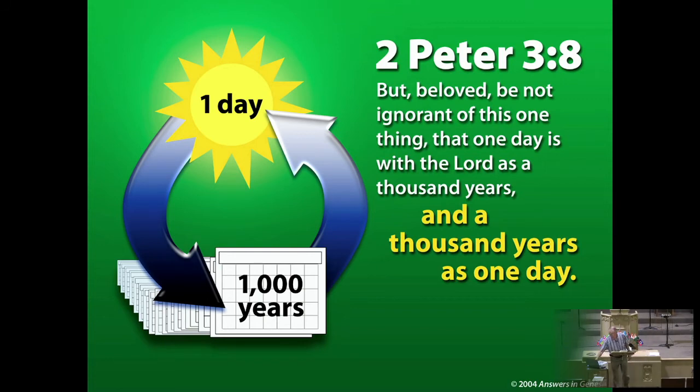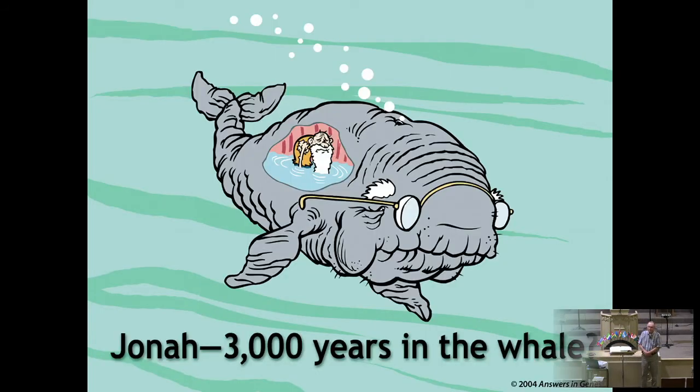And if we take what Peter says, a day is as 1,000 years, then Jonah was 3,000 years in the whale. I mean, come on now. This is just a goofy argument. That's not what Peter's doing here. It doesn't have anything to do with Genesis chapter 1, and it doesn't even work in their scheme. It's just foolish, really. Some very smart people bring this up, too.